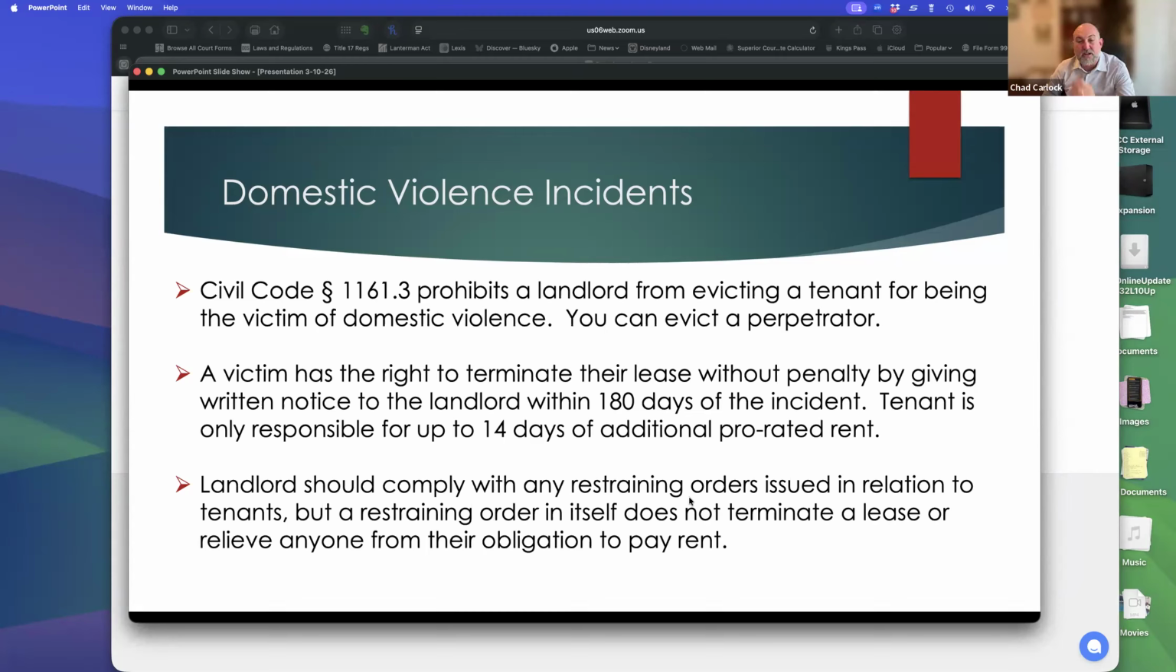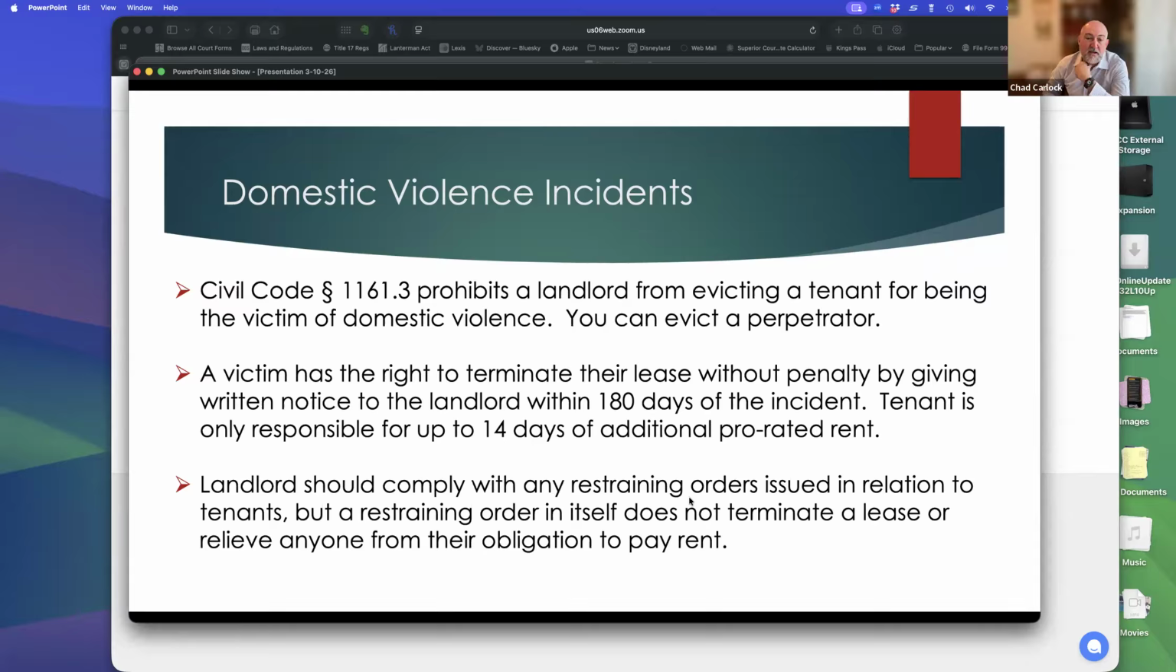The restraining order, however, does not terminate anybody's lease. Just the existence of a restraining order does not terminate the lease, and doesn't relieve the person from their obligation to pay rent, even though they're not allowed to be on the premises based on the restraining order. Those are temporary orders. They may not be made longer term. The perpetrator has a right to contest that, and of course, contest their arrest or prosecution.